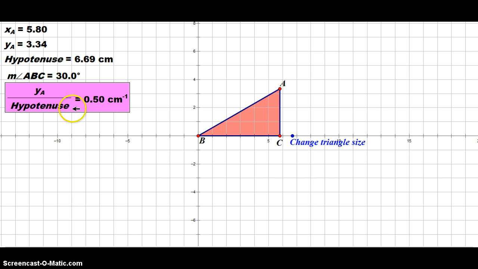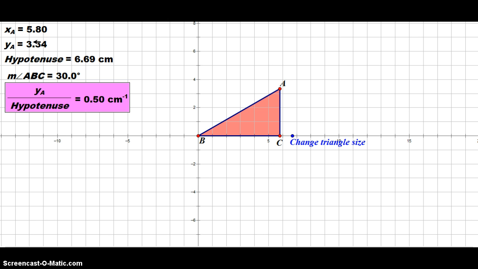Now, the next question asks me to try to find another location where I can move A where this ratio will be the same. It'll be 0.5. So where could I move this triangle on my grid so that I end up with this exact same ratio? Now, the problem here is that I need this to be positive. It has to be 0.5. So I need it to have the exact same y-coordinate that it currently has, which is 3.34. So where else will I have a positive y-coordinate?